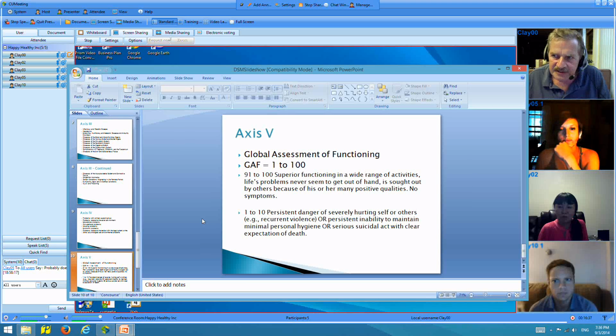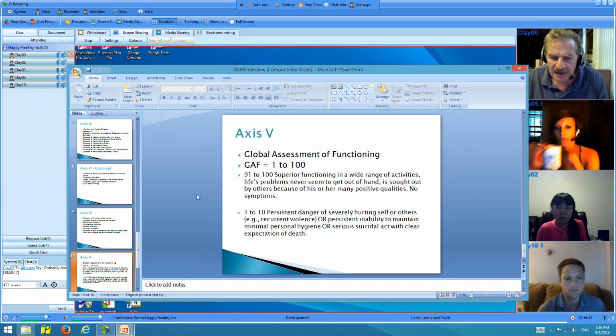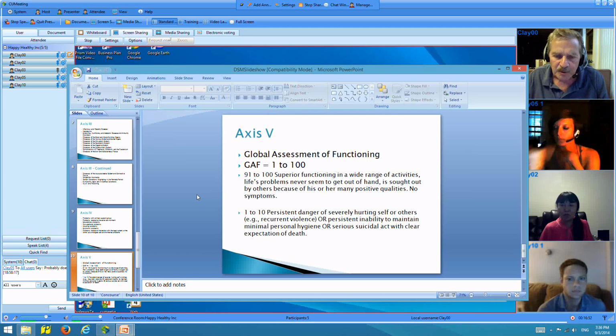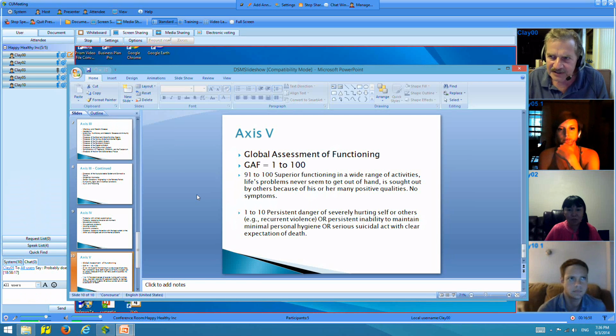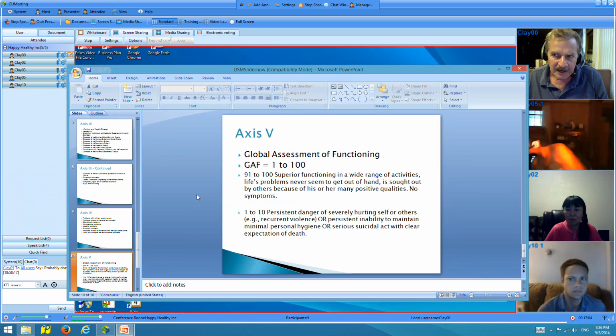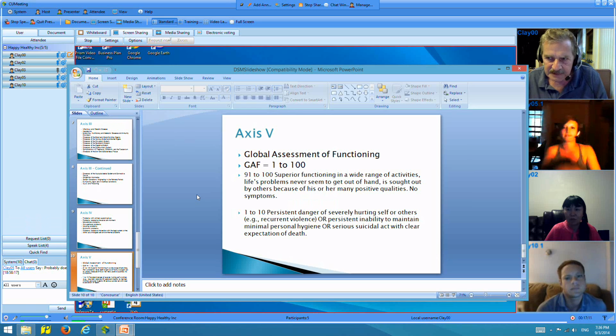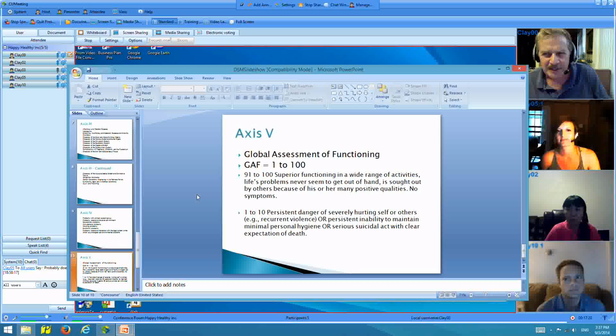At the other end of the scale, the 1 to 10 category, is an individual with persistent danger of severely hurting himself or others, such as recurrent violence, or persistent inability to maintain minimal personal hygiene, or serious suicidal act with a clear expectation of death. So those are your two ends of the GAF scale in terms of functioning from a psychological perspective. And then there's this whole range in there, and you'll read the criteria and ask, is he a 45? He's closer to a 50 maybe, that kind of stuff.